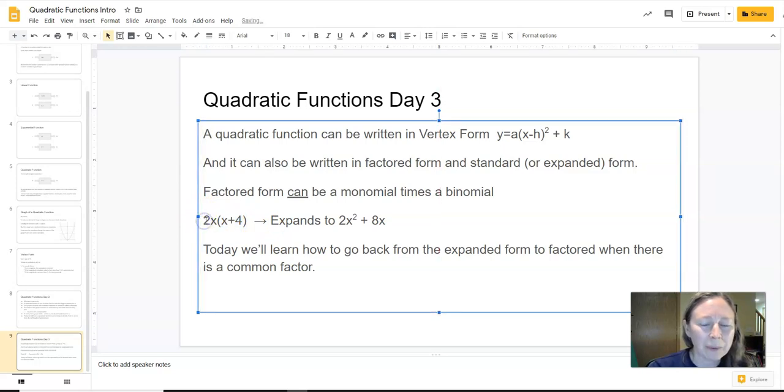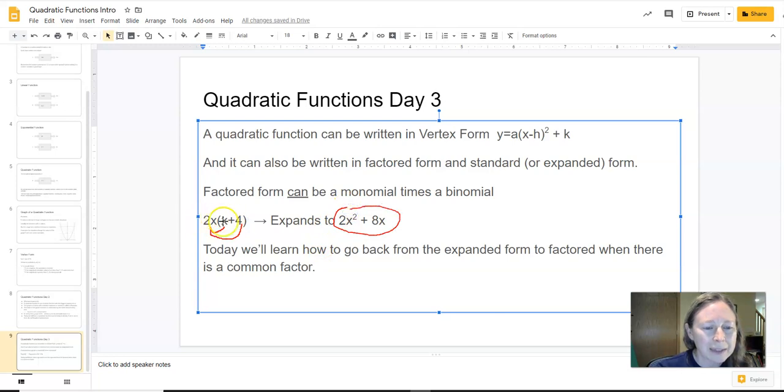Whoops, I'm moving the whole slide, didn't mean to. You take this term that's outside, and I'm going to grab an annotation tool to just quickly draw that. There we go. So you take this term, multiply it by that one, and then you multiply it by that one, and then that's what it expands to. 2x times x is 2x squared, and 2x times 4 is 8x.